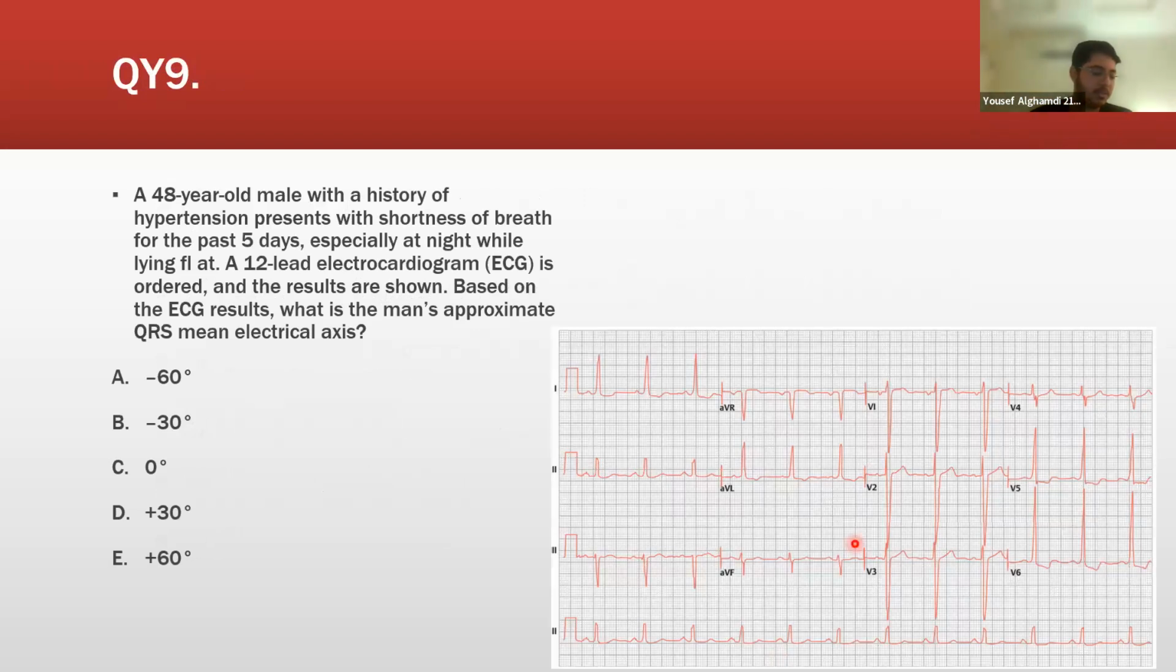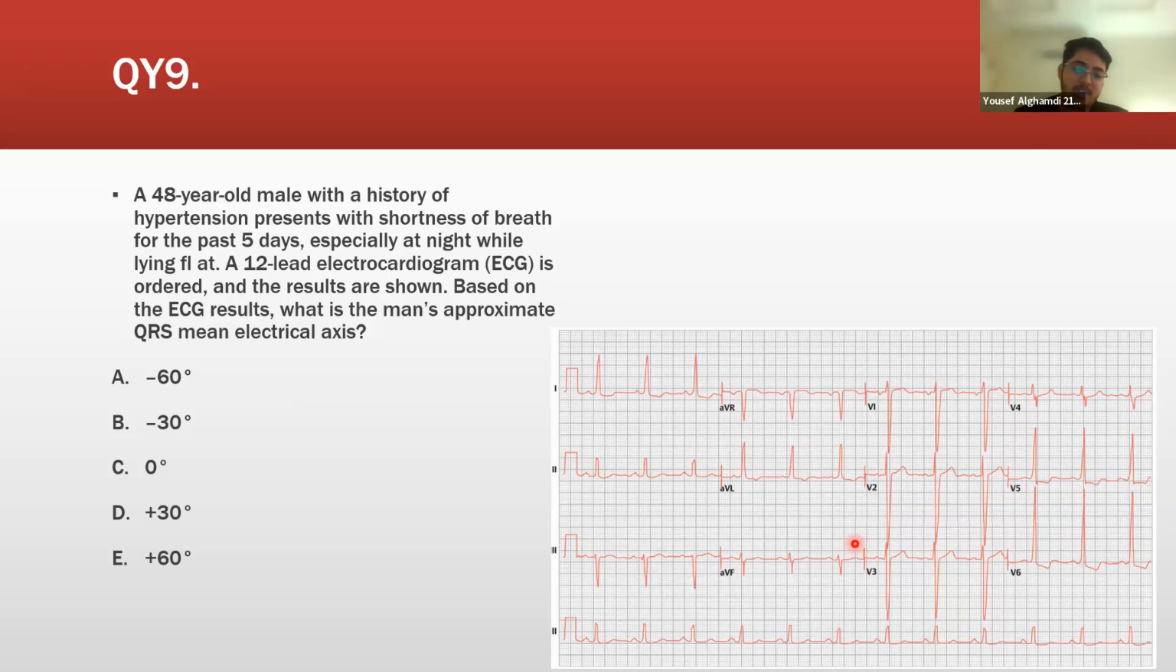I didn't really want to get an access question, but I saw that Dr. Simon emphasized on it, and he said that he would ask access. So I don't know why he would, but he's gonna ask it. Anyway, 48-year-old male with a history of hypertension. This would be 0 because lead 1 is the most positive.